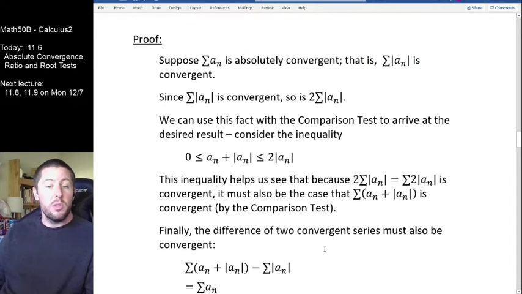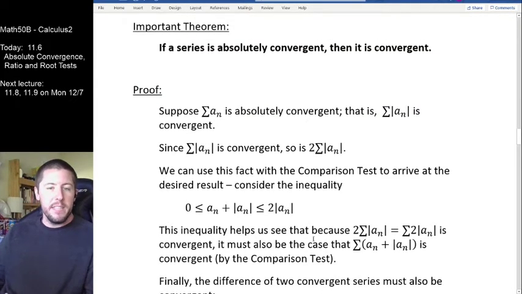So this is our quick little proof that if a series is absolutely convergent, then it is convergent. That says to us, if you can take the absolute value of each individual term and show that that series converges, then we know that we get convergence also for the original series that you were wondering about.